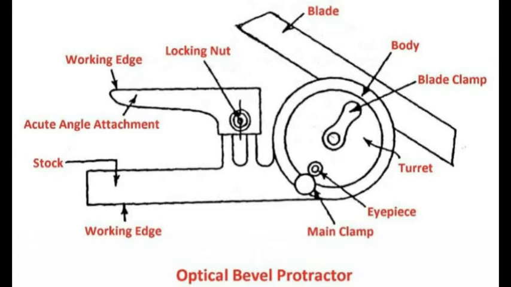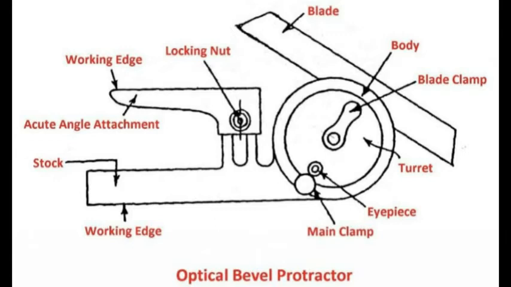So if you look at it, here is a working edge, you can keep an acute angle, and this is the base, there is a clamp, and here you have a small eyepiece to look at the reading. Here the blade comes in contact with the workpiece, and the blade clamping device we use is almost very similar to that of the bevel protractor, except for the optical part which is visible.